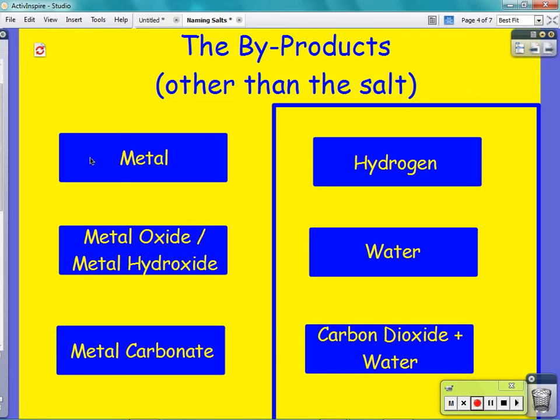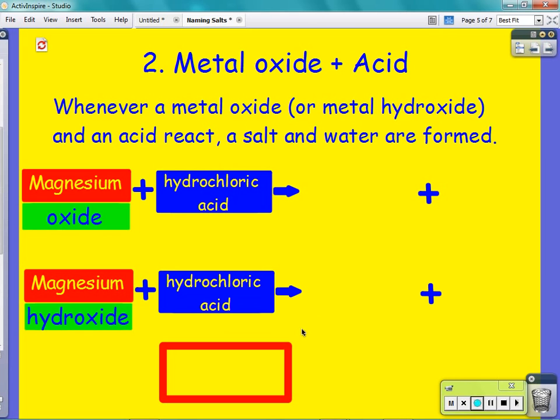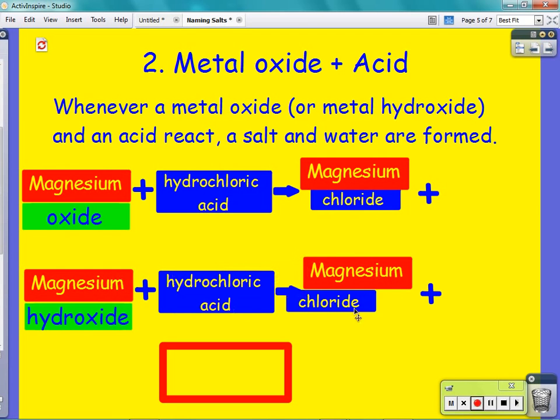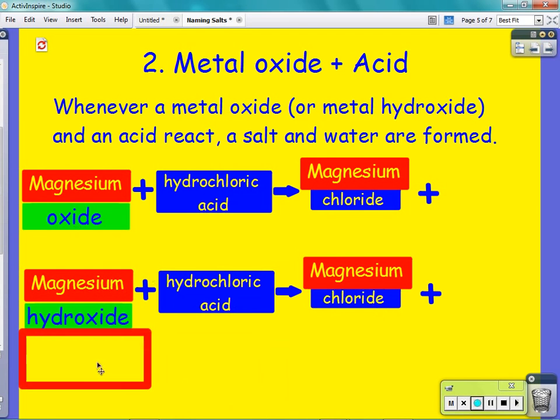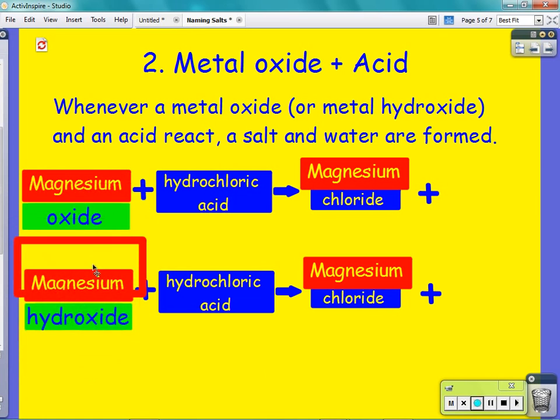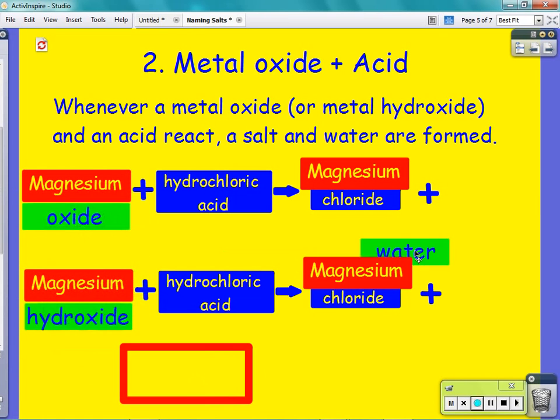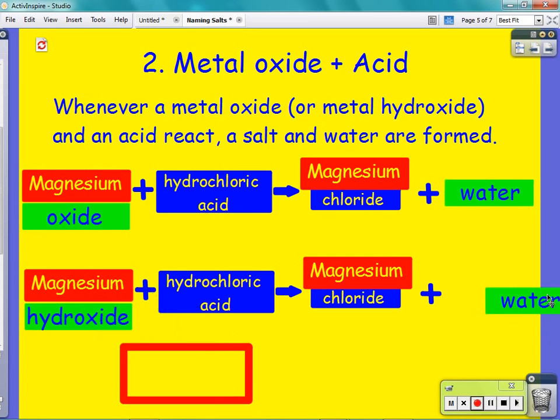So, it is just simply a case of having a look at what your starting reactants are and piecing it all together. So if we have this example here, which is an oxide, you take the name of your metal again and the acid to find your salt. So magnesium and hydrochloric acid again gives you magnesium chloride in both these situations. And then if it's an oxide or a hydroxide, it gives you water, not hydrogen this time. So hydroxides or oxides, you always get water formed.